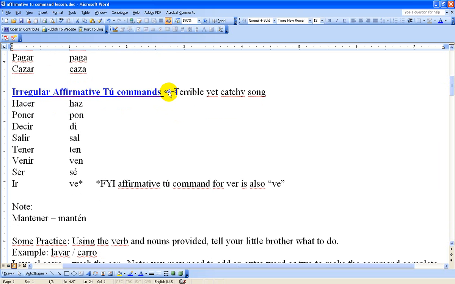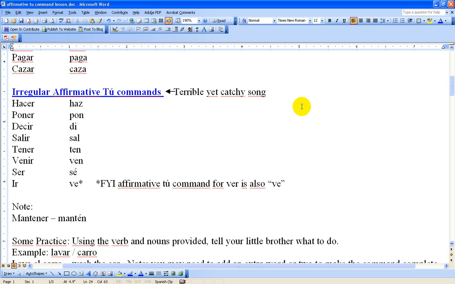Irregular affirmative tú commands. That's weird. Irregular affirmative tú commands. There's a link there, that blue link. If you want to have access to that, obviously open up my document. It takes you to a song, if you want to call it that, on YouTube. And it's really dumb, but it's catchy and it helps you remember these.